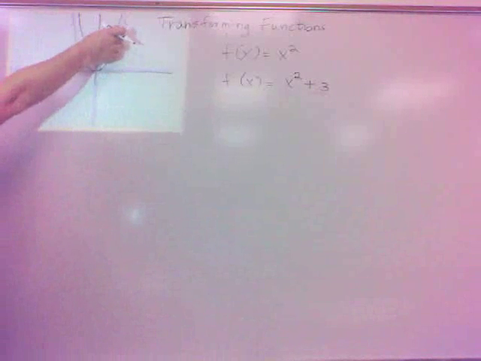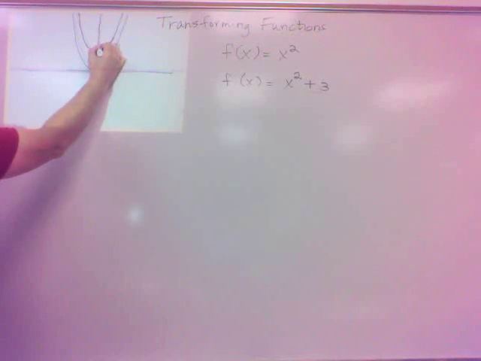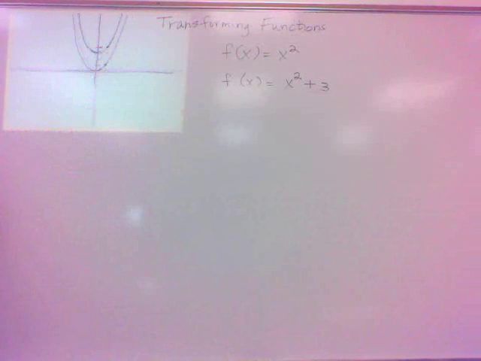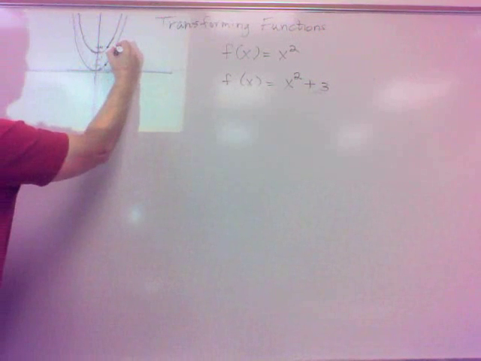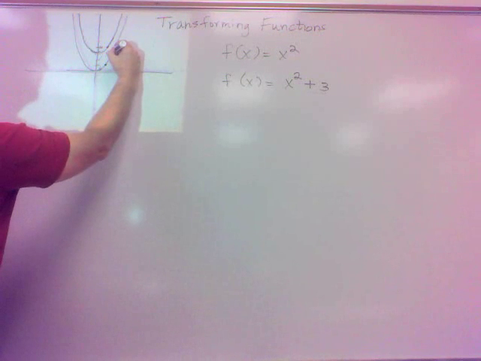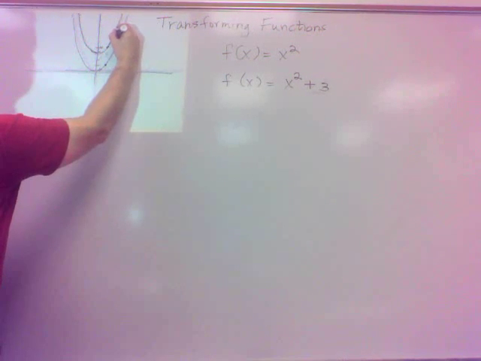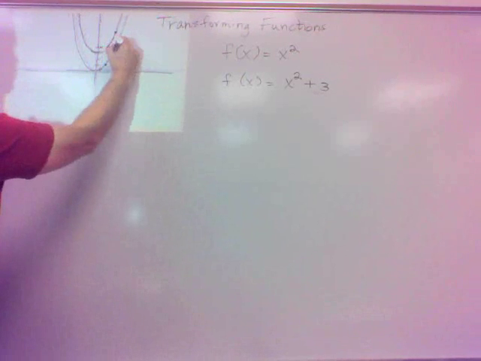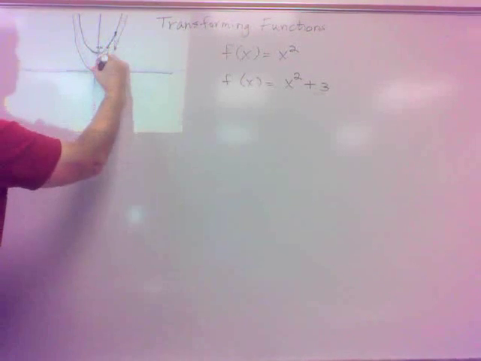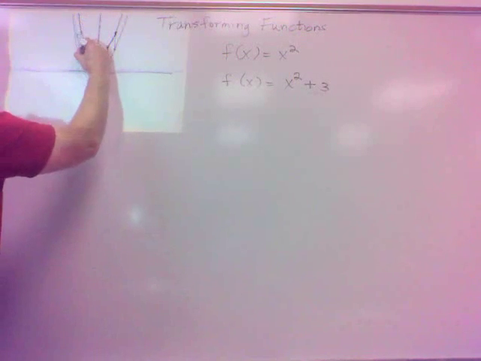Now it looks like it's kind of squeezed together here, but if you follow it point by point, this point that's at 1, 1 is now at 1, 4 instead. So how many did it move up? It moved up 3. And same thing at 2. The point at 2, 4 is now 2, 7. Okay? And so every point has moved up 3 units. They're all 3 units up, okay?